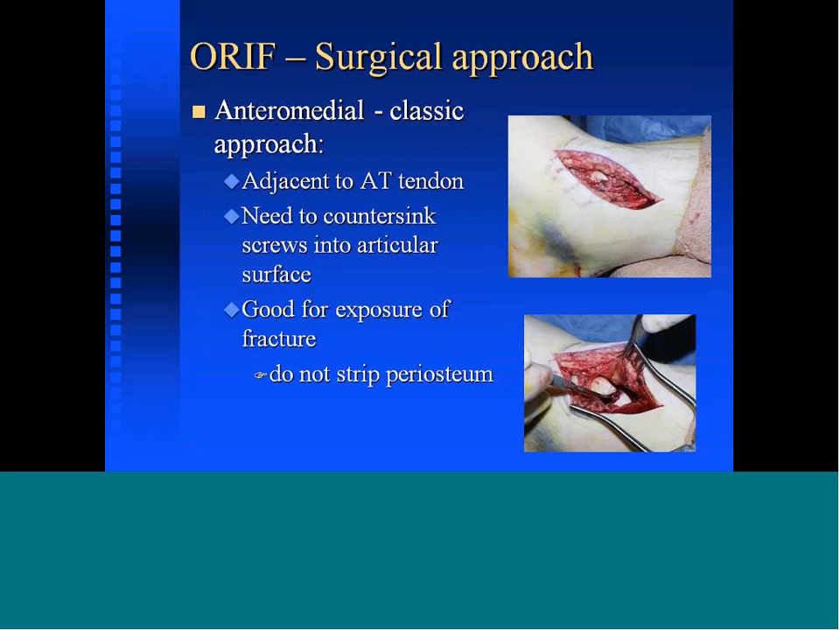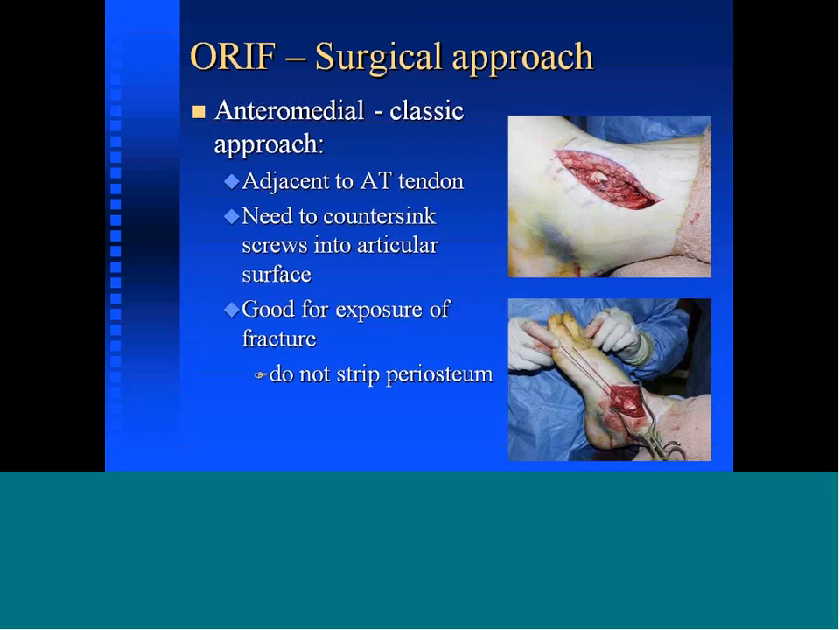How do we approach these talar neck fractures? Well, typically we do it through an anteromedial approach. This is the classic approach. This is the one that we'll typically use for our type 2 fractures where there is no significant amount of comminution or displacement. This is an approach that is done adjacent to the anterior tibialis tendon. You can dissect in just medial to the anterior tibialis tendon and obtain an excellent visualization of the talar neck fracture as seen there in the lower right.